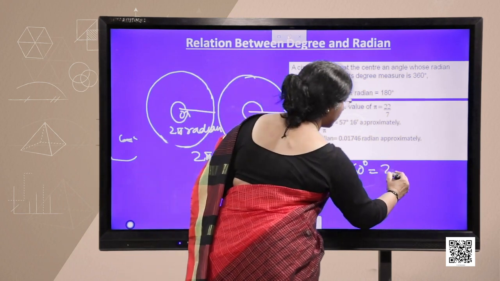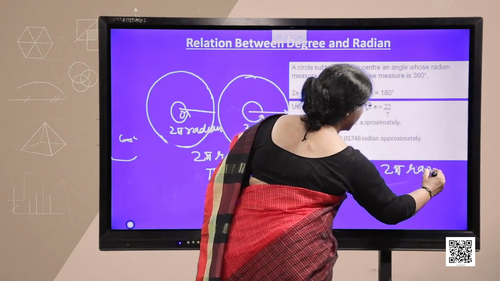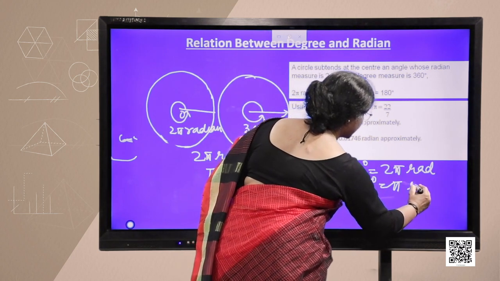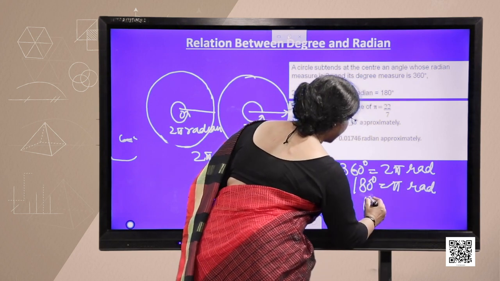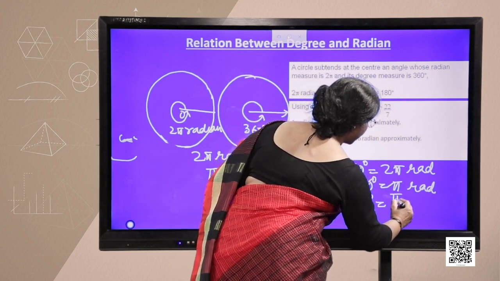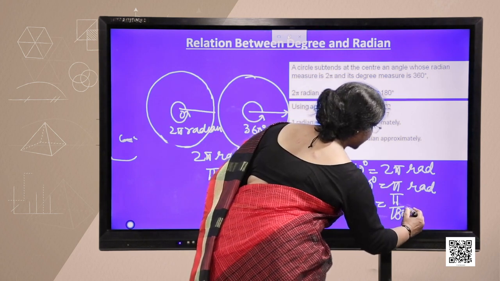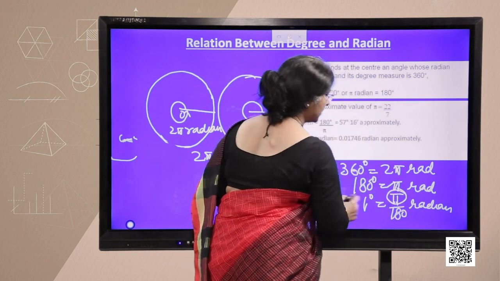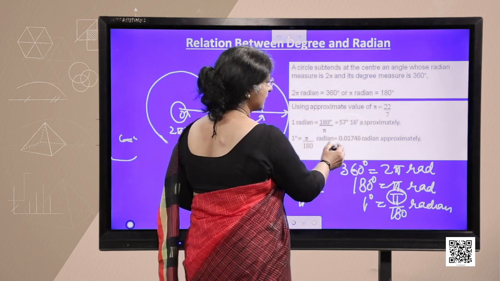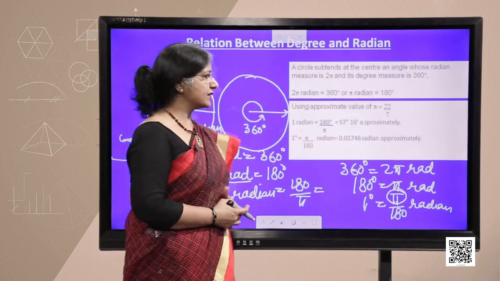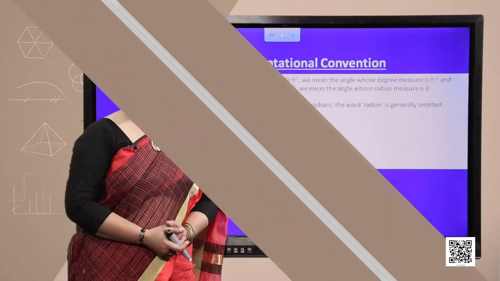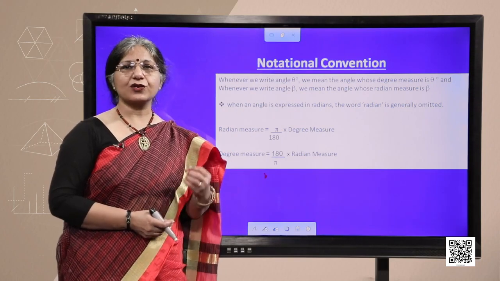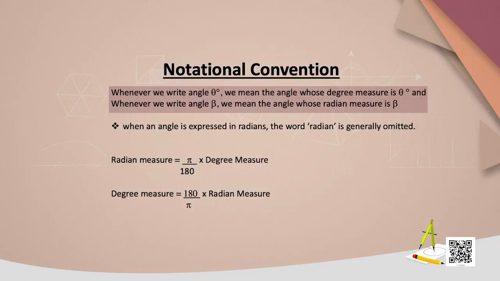And vice versa, 360 degrees is equal to 2 pi radians, 180 degrees is equal to pi radians, and 1 degree will become pi upon 180 radians. Approximately, its value after replacing pi by 22 by 7 is 0.01746 radians.